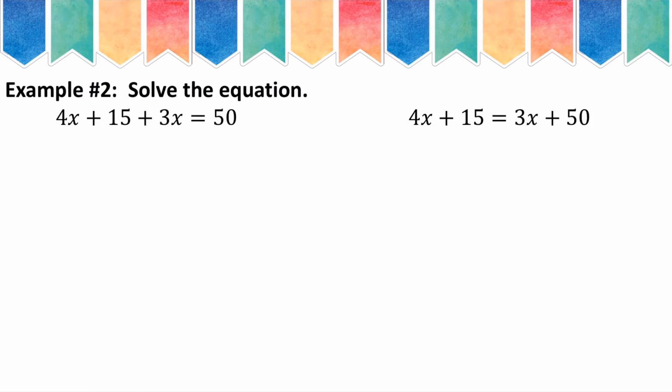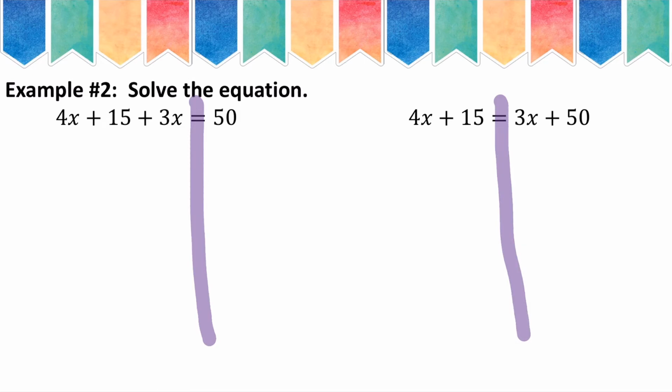For our next examples, the first thing I want you to do is just look at these two problems and notice the similarities. They both have a 4x. They both have a 15. They both have a 3x. And they both have a 50. But what is different about these problems is where the equal sign is located. On the first problem, the equal sign is located right before the 50. But on this problem, the equal sign is right in the middle.